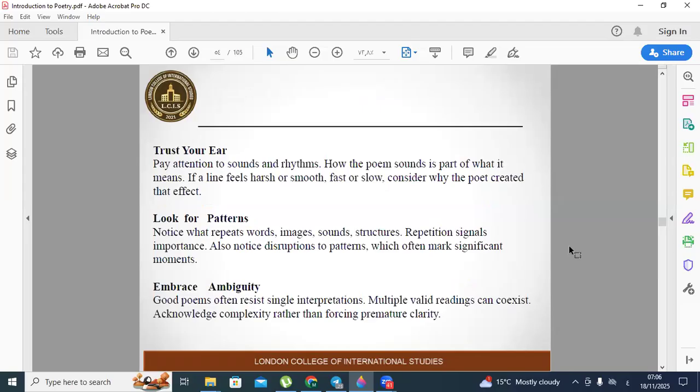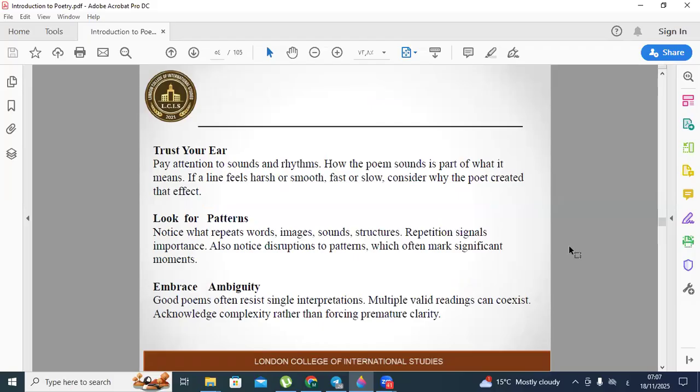Additional tips. Here are additional strategies for strong reading. First, trust your ear. Pay attention to sounds and rhythms. How the poem sounds is part of what it means.